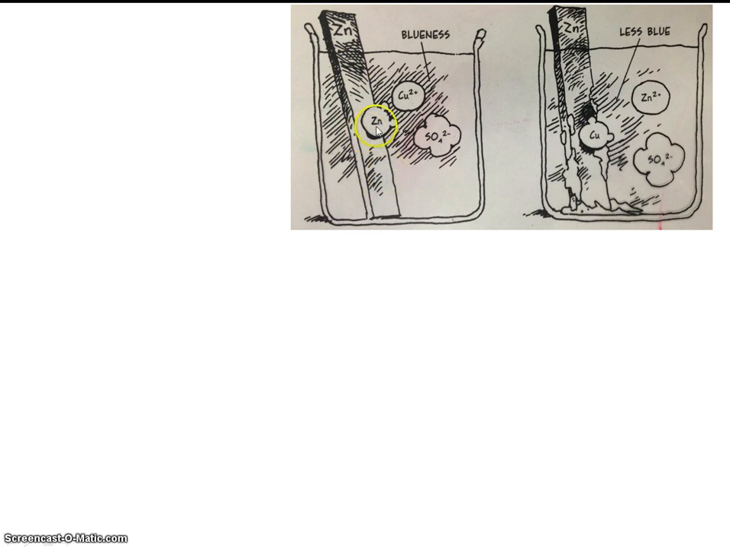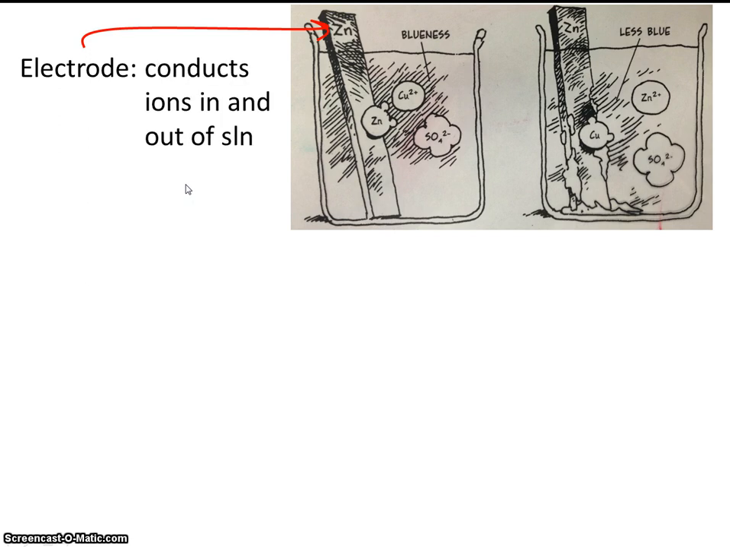Now the reaction is taking place on this zinc bar. And remember that the ions are going back and forth in and out of solution. So we're going to call the zinc bar an electrode. And an electrode conducts ions in and out of solution. In this case, zinc is entering the solution, and copper plus 2 is leaving the solution.